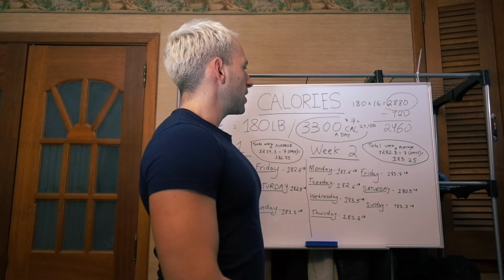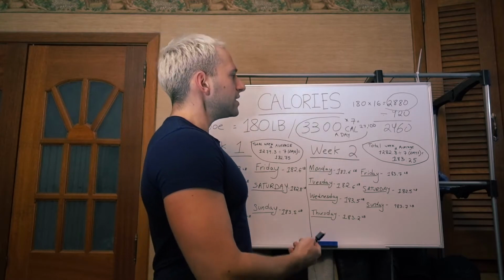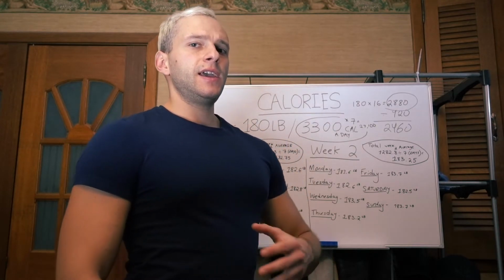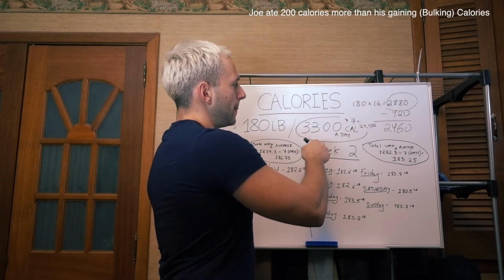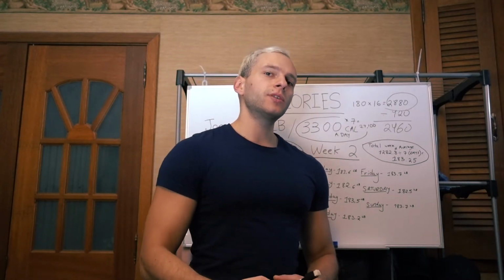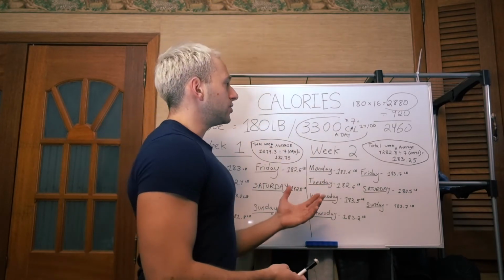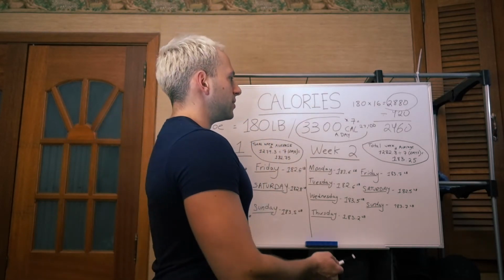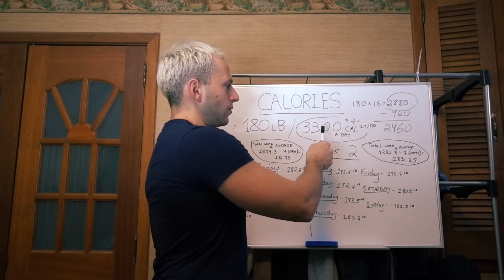So another thing is, let's go back to the 3,300 calories, which are Joe's gaining calories. So let's say that on Tuesday, Joe decided to go out with his friends and he ate some pizza and he ate a lot more food than expected and he overate by 200 calories. So now for the day, he had 3,500 calories. Now, when you overeat more than you're gaining calories, you start to gain fat at a faster rate. So what Joe can do in this case is the next following day, on Wednesday, let's say, he ends up eating 200 calories less than his bulking gaining calories, which is going to be 3,100 calories.